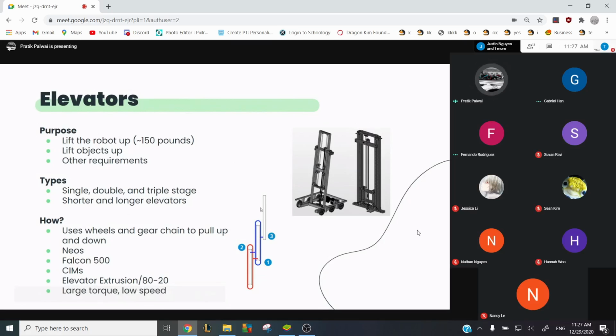Elevators use wheels and gears to move, like this picture or this one. Some elevators may use pneumatics, but this is pretty rare. Motors used for elevators include Neos, Falcon 500s, and CIMs. For the frame materials, the rectangular part, materials such as REV Robotics elevator extrusion or 80/20 1-inch beams can be used. Most elevators have large torque and low speed, though this can be controlled by changing the motor and the gearbox if it has one.